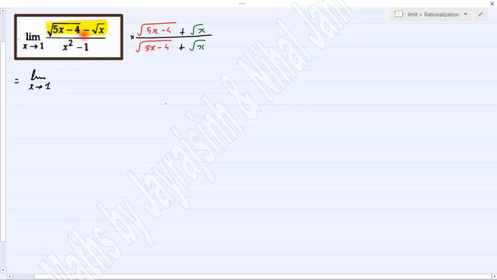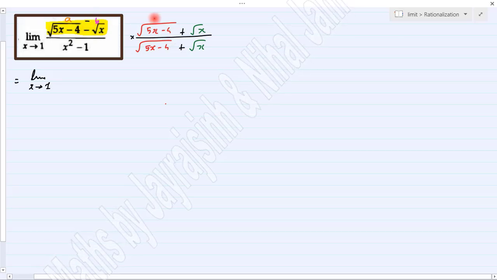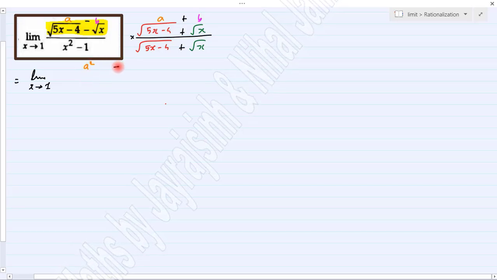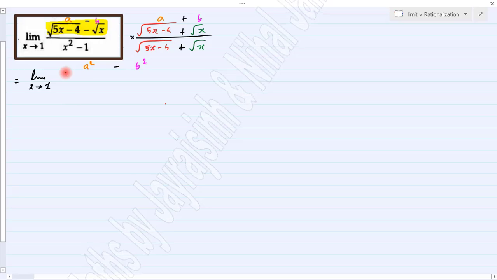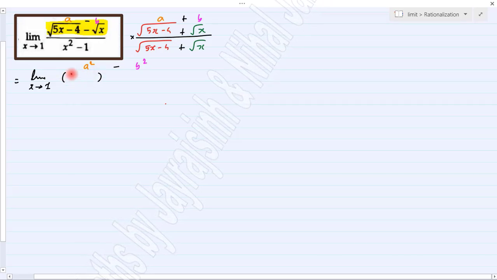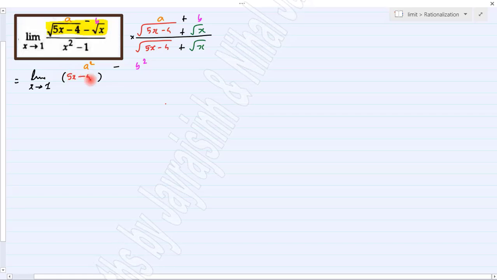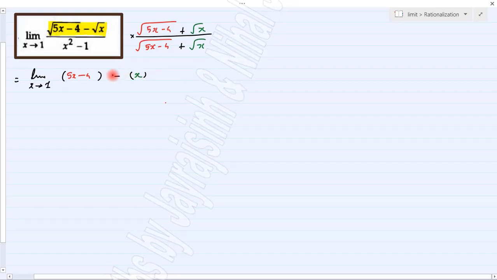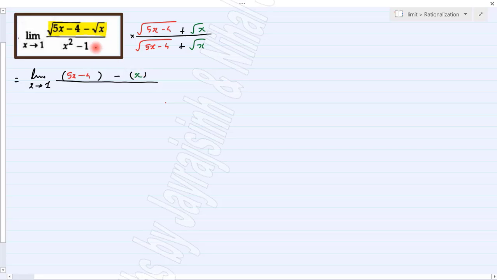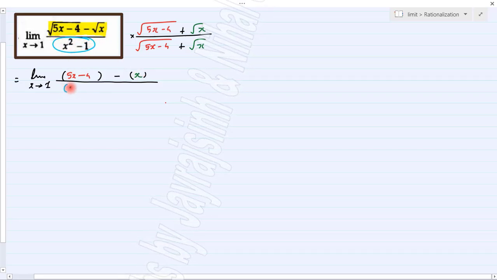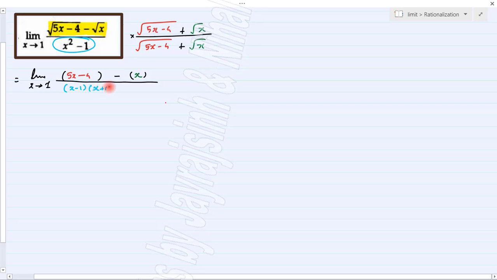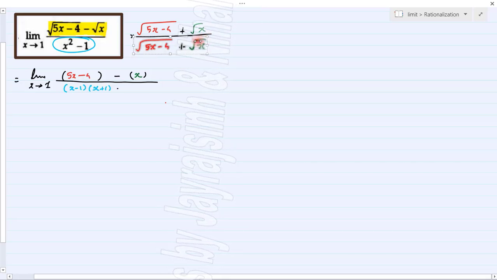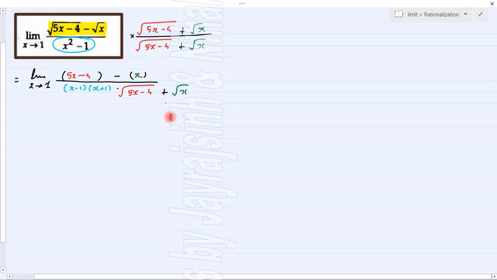In numerator we have a minus b into a plus b form, which will be converted into a square minus b square. So we will get square of under root of 5x minus 4, which will give us 5x minus 4, minus square of root x, which will be x, upon, in denominator, this x square minus 1 will be factorized into x minus 1 and x plus 1, into this root 5x minus 4 plus root x, which will remain as it is in denominator.